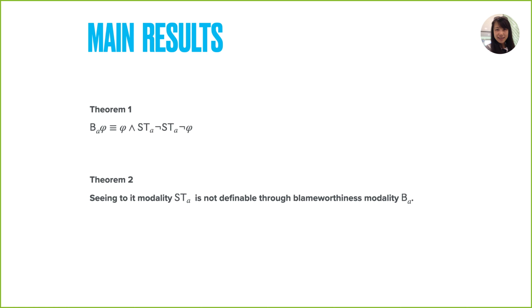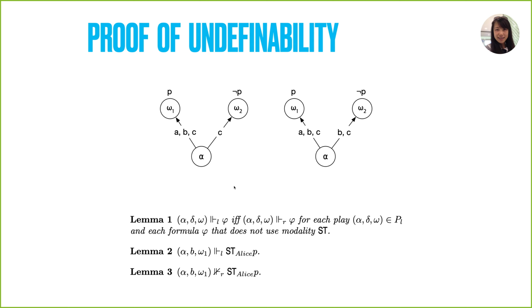The second result is the undefinability of the seeing to it modality ST through the blameworthiness modality B. To show the undefinability, we constructed two games. And using these three lemmas, we show that these two games are actually indistinguishable in the language that does not use the modality seeing to it. However, they are distinguishable in the language that indeed contains the seeing to it modality.